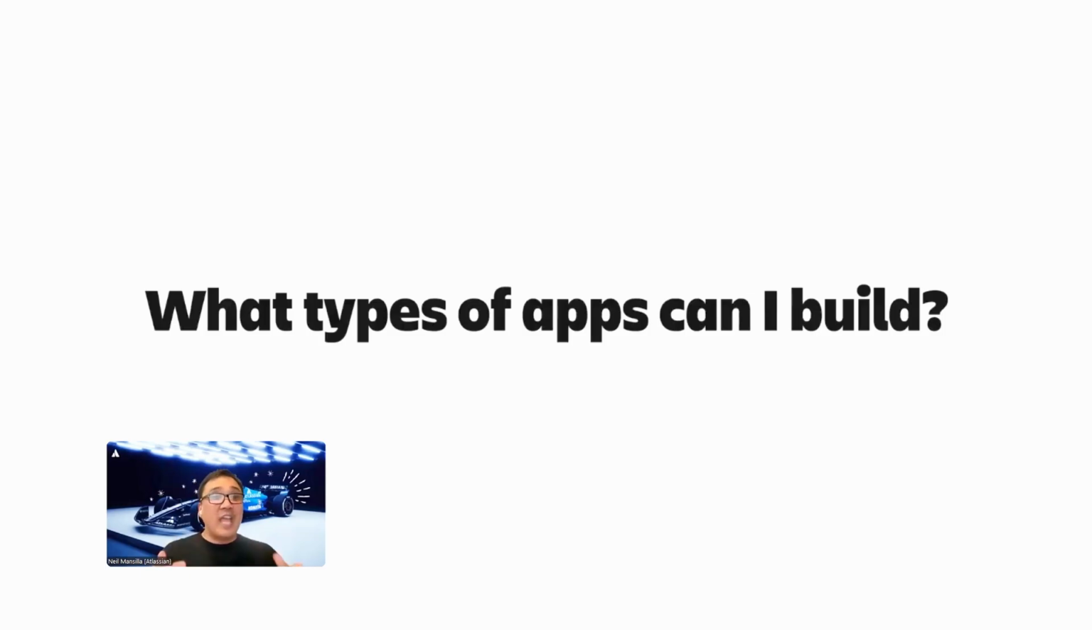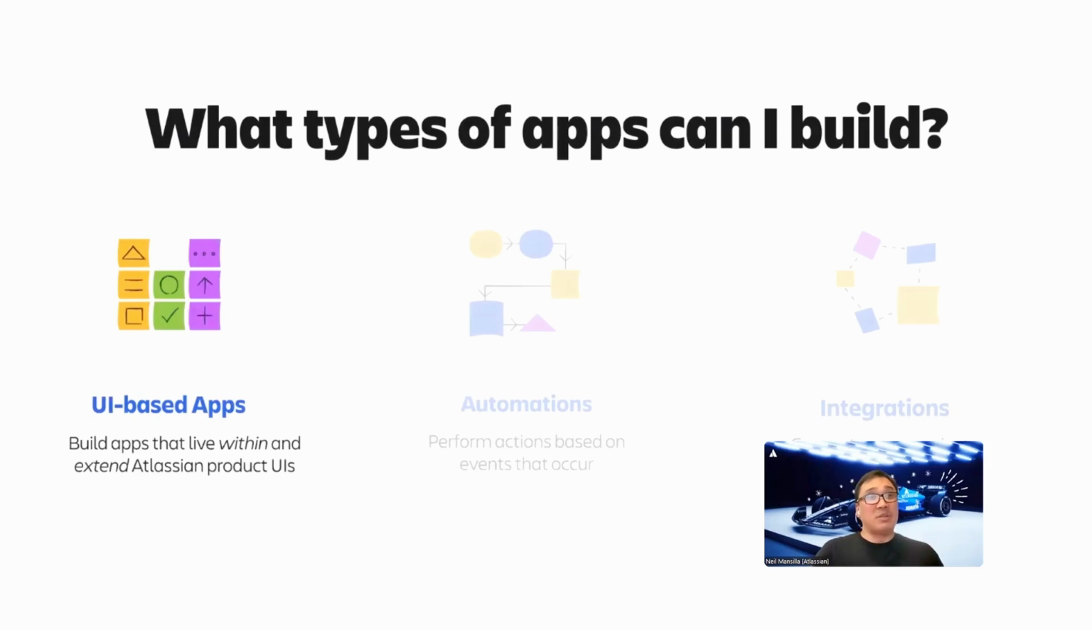So what kind of things can you build with Forge? It's practically anything that you can dream up. There's probably like 1,100 apps on the marketplace built using Forge. The first type of app you can build is a UI-based app. If you wanted to extend Jira's or Confluence product UI, it's relatively easy to do that with Forge. If you want to add new sections to a Jira issue view, new pages, or add information to the issue view, this is what I refer to as a UI-based app, something that the user interacts with live within the product.